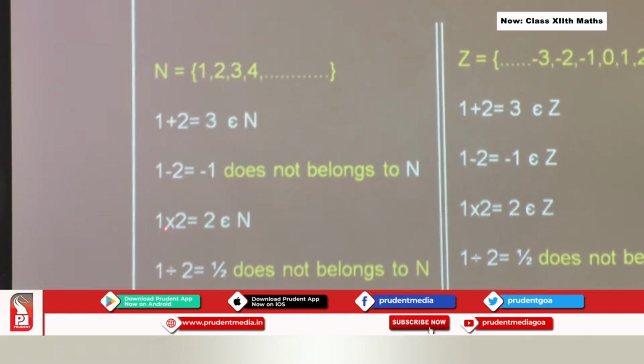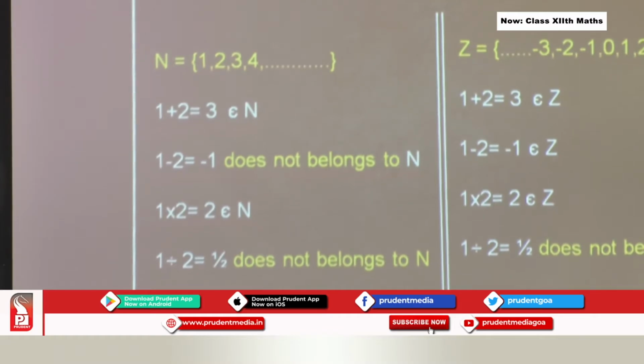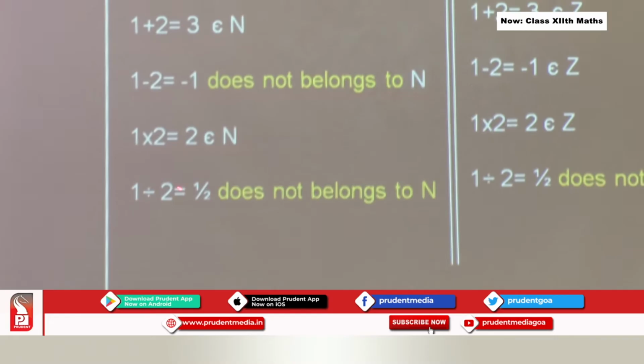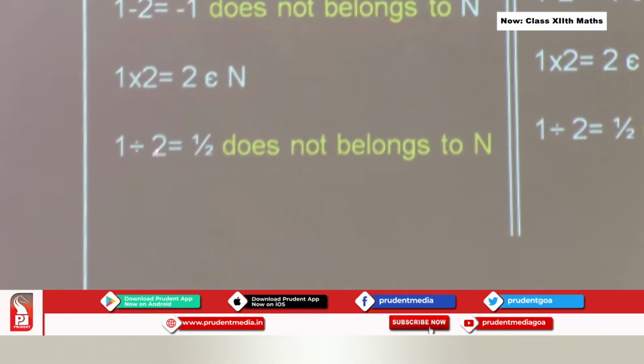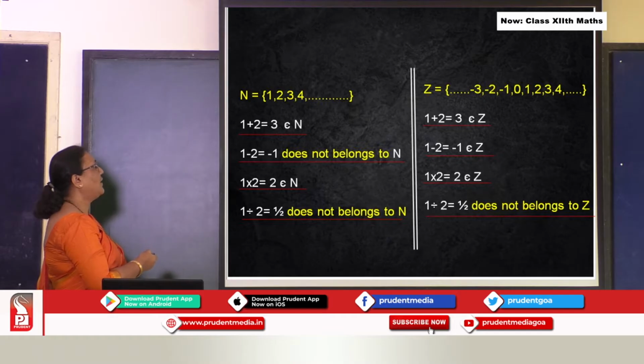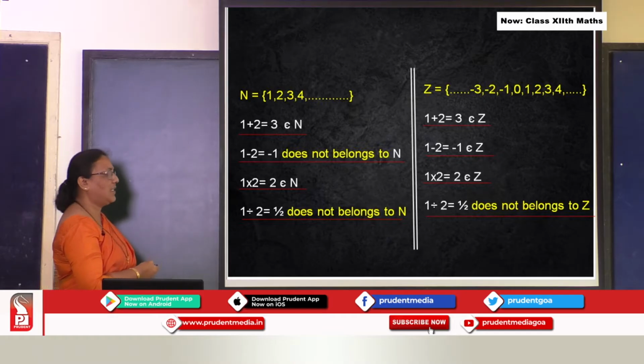Therefore, this multiplication is a binary operation. Now see, I am taking another operation here, division, which you are familiar with from your childhood. From first standard you are learning this plus, minus, into, division. Now if I divide 1 upon 1 divided by 2, or 1 upon 2.